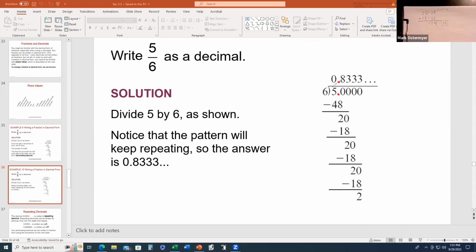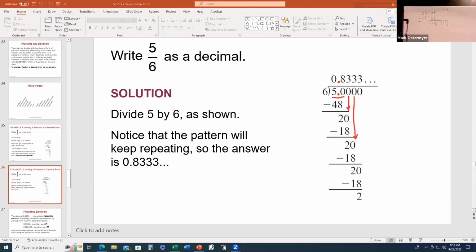All right, 6 divides into 5 0 times. 6 divides into 50. View this as 50 then. 6 divides into 50 8 times. 8 times 6 is 48. Subtract 48 from 50, you get 2. Bring down the 0. 6 divides into 20 3 times. 3 times 6 is 18. 20 minus 18 is 2. Bring down the extra 0.